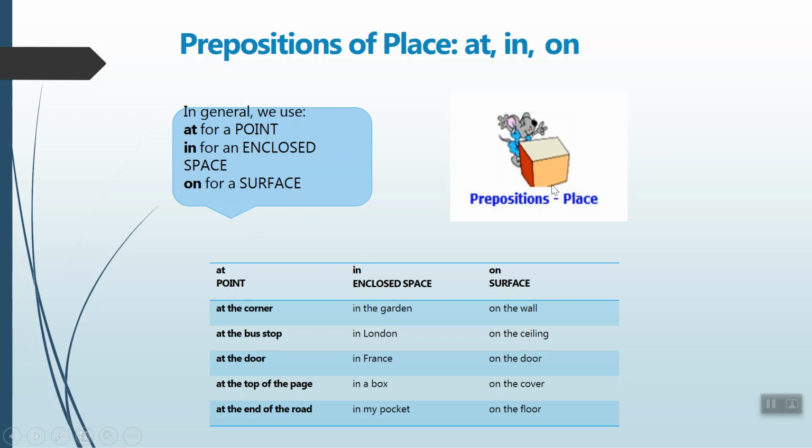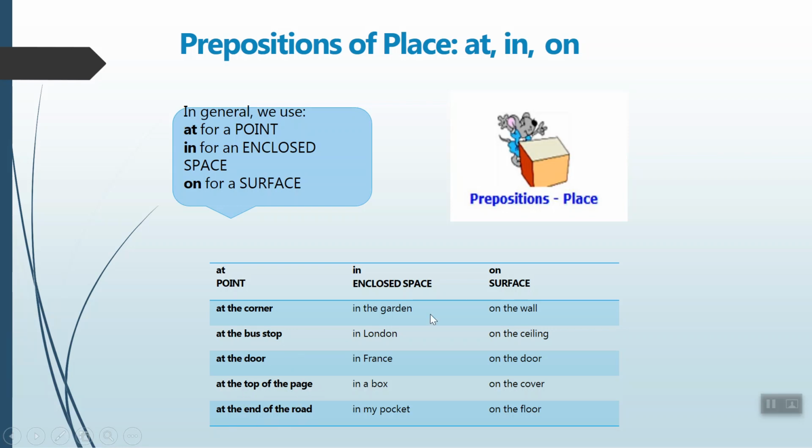See here, this photo, prepositions of place. Here we have at for a point: at the corner. We say at the corner, not in the corner. Sometimes we can say in the corner, but it has another meaning. At the bus stop, at the door. Where are you now? I'm at the door. At the top of the page. At the end of the road.